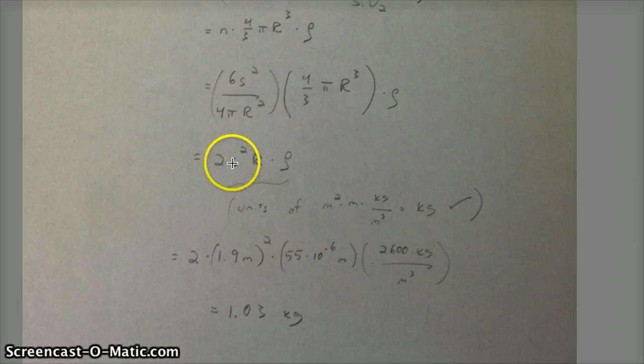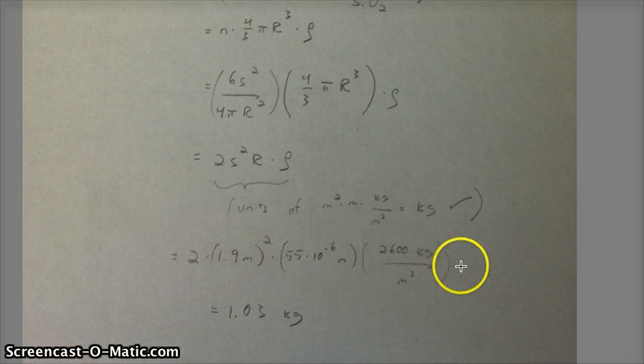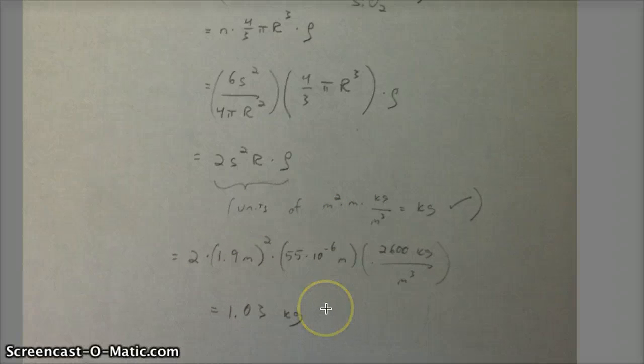This has units of s squared, and s is a length, so meters squared, times r, which has units of meters, times rho, which has units of kilograms per meter cubed. Meters squared times meters times kilograms per meter cubed does have units of kilograms. That's what I want. Great. So I substitute the values here, and I'm done. In my problem, 1.03 kilograms of sand would have the same surface area as a meter cubed of the material, which is pretty cool.